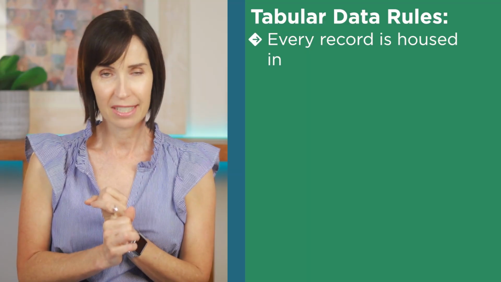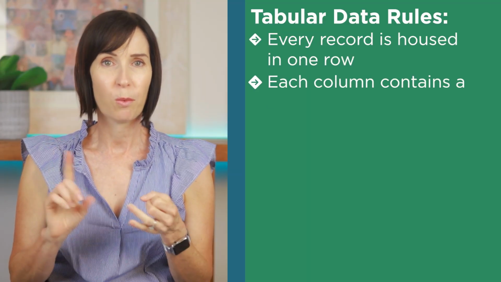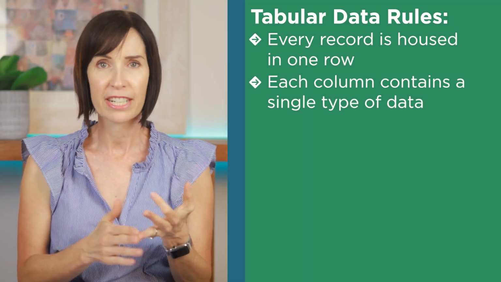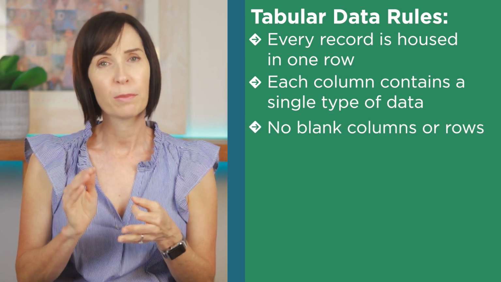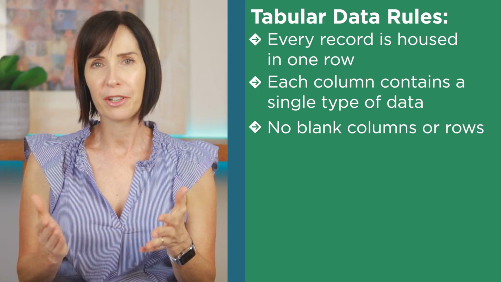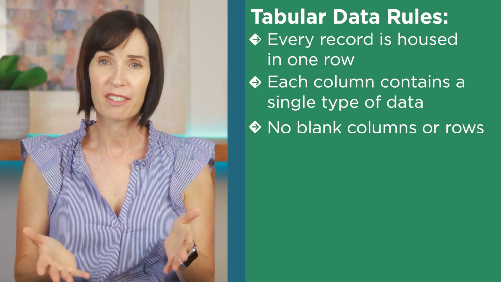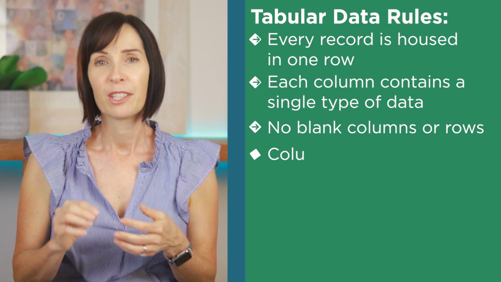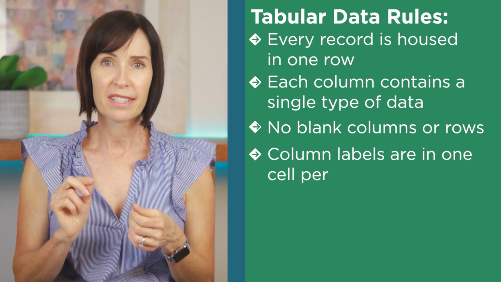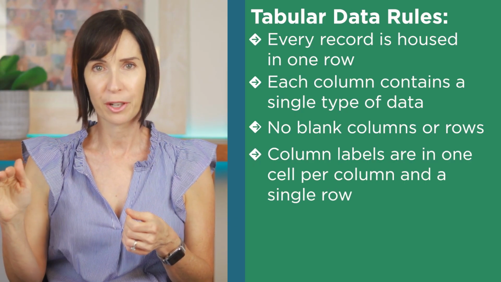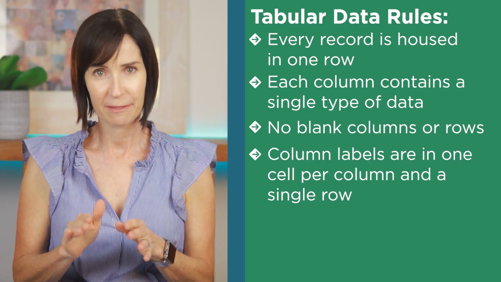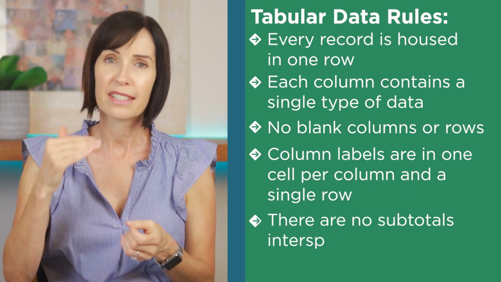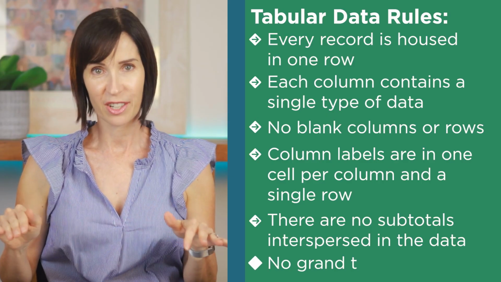The rules for tabular data are every record is housed in one row. Each column contains one type of data, for example, regions, salespeople, dates, etc. There are no blank columns or blank rows, although I should point out that blank rows aren't the end of the world, but they will make your life more difficult than it needs to be. You also need column labels in one cell per column and in a single row. That is, not split over multiple rows, and definitely no merged cells. There are no subtotals interspersed in your data and no grand totals.